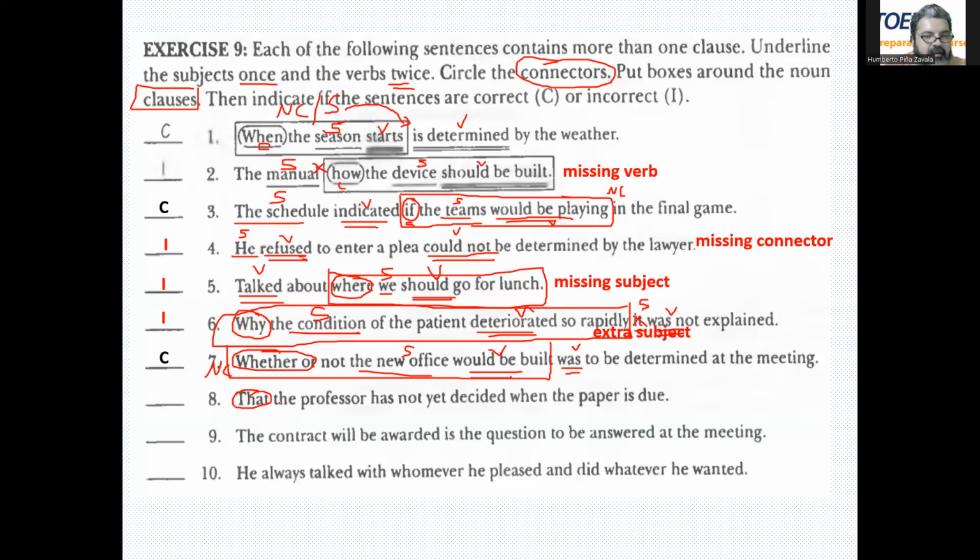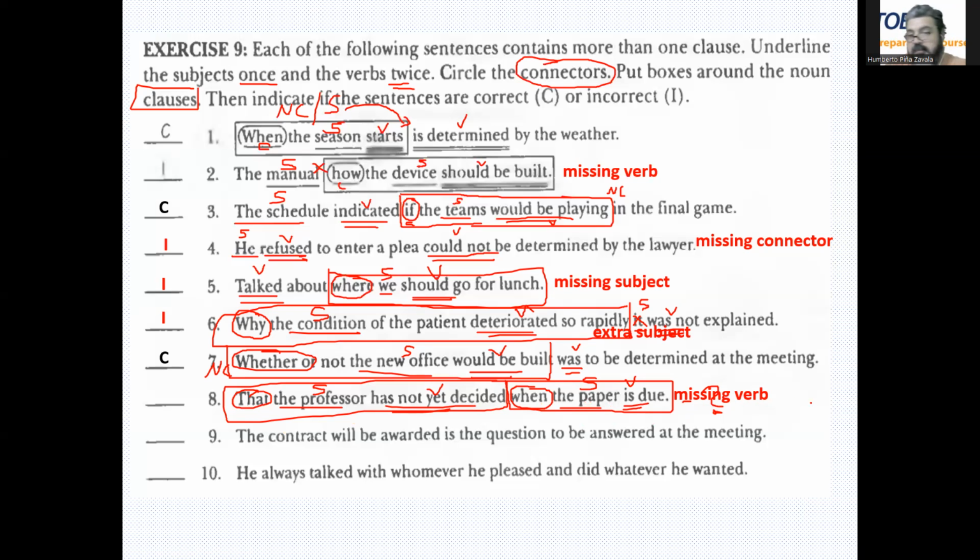Okay, "That the professor has not yet decided when the paper is due." It's like we have a noun clause here, another clause here, but there's nothing here. So we're missing a verb here. "That the professor has not yet decided when the paper is due is a mystery" would be the fix. I don't know, we're missing something here.